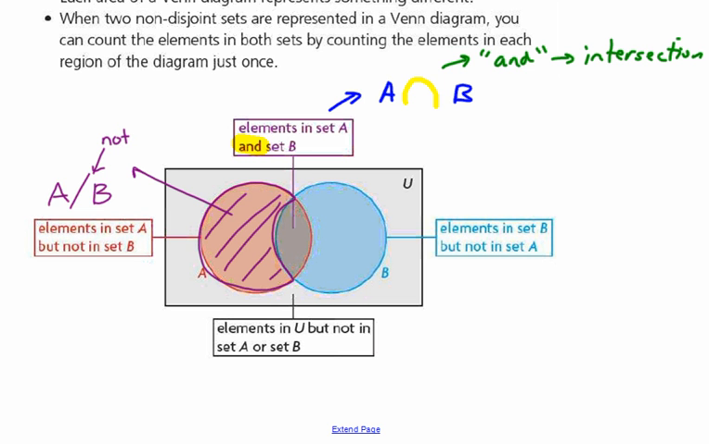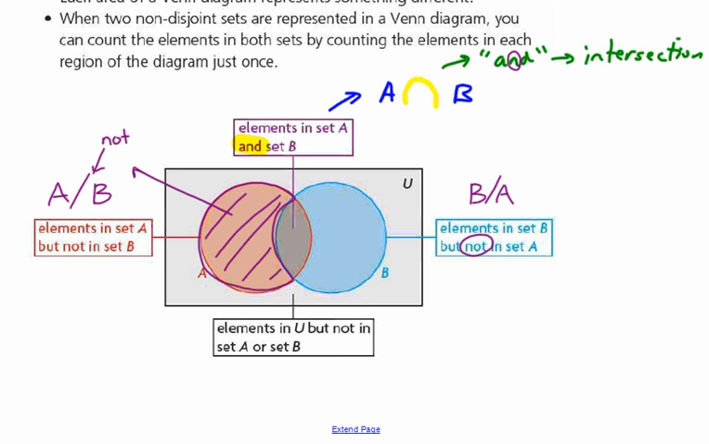So how do you think we would write this part here? B, not A. Yeah. So elements in set B, but not in set A. So B and A would be the intersection. A and B. Think about the letter N in and is intersection. Okay, that might help you. So N is intersection, for just intersection.